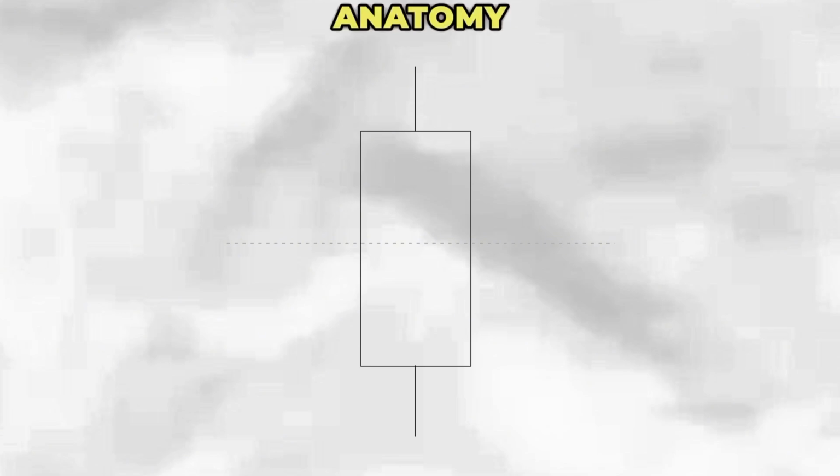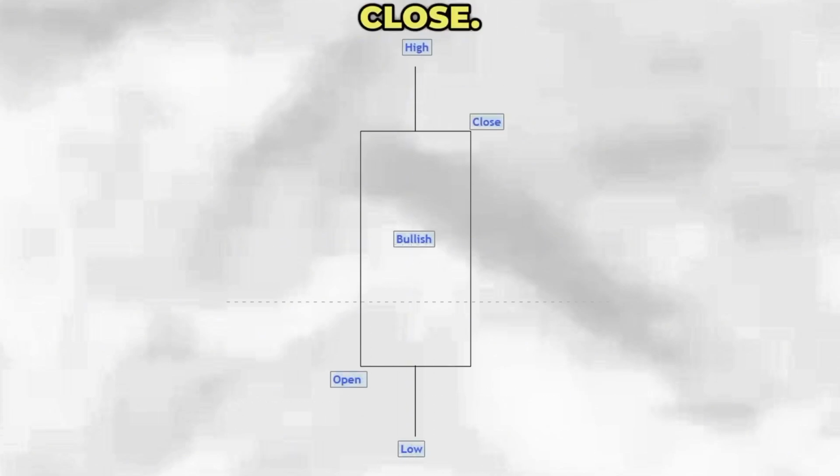This is the basic anatomy of a candle. If you're bullish, you have an open, a low, a high, and a close. If you want to take part in bullish moves, you have to buy below the opening of this particular candle to get the best risk reward.